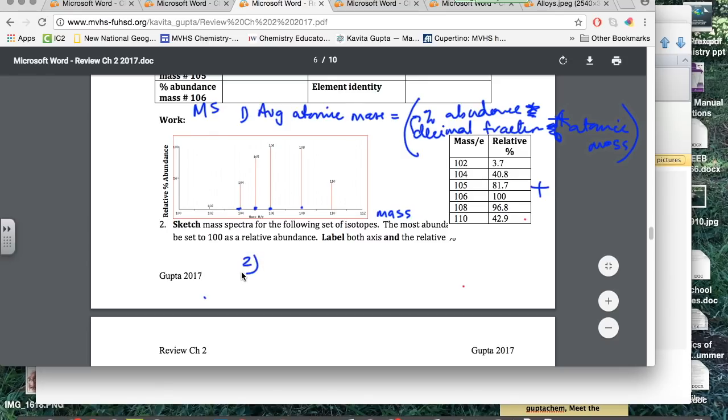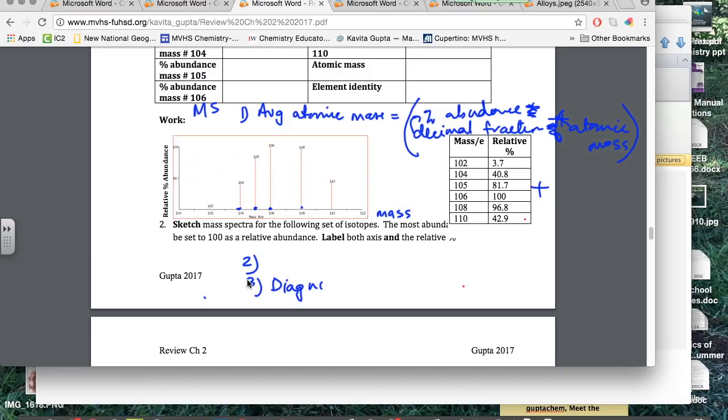You can tell which is the most abundant isotope by looking at the peak. You can also use this as a diagnostic tool to see if a certain substance is present in your sample. It will give a certain peak, so if that peak is present, then you know that substance is present. We sometimes can use that for figuring out if there is contamination of something or other.